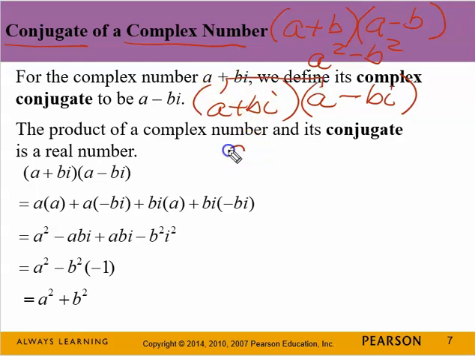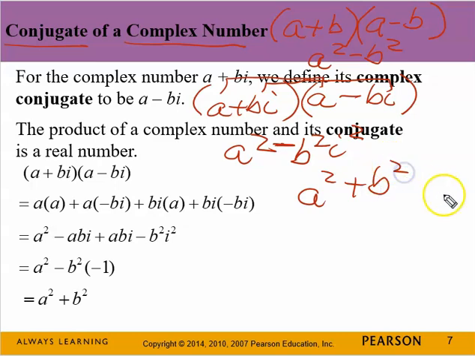We could just get this. We get a squared, and then our last is minus b squared i squared. But we know that i squared is going to be a negative 1. So this ends up being then a squared plus b squared. And that's what they're showing us here. Okay, I did it pretty much the same way. Here it's laid out a little bit more.